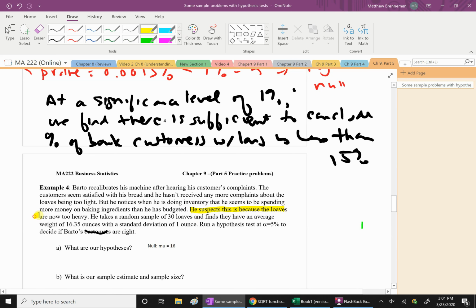And if the loaves are too heavy, of course, the population average now is going to be greater than the advertised weight. So here, the alternative, what he's testing to prove, is that the population mean is now greater than 16.